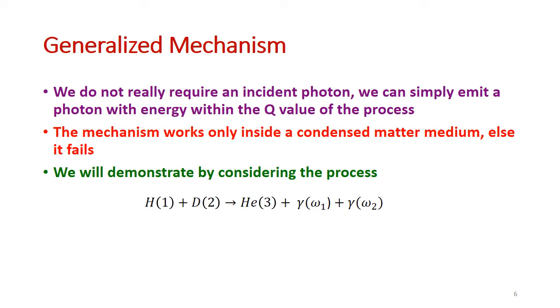We will now demonstrate this idea by considering the process hydrogen plus deuteron going into helium-3 with the emission of two photons with energies omega 1 and omega 2. At least one of these has to have a fairly high energy, of the order of the Q value of the process.